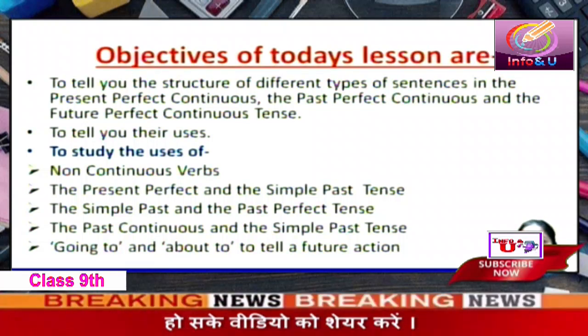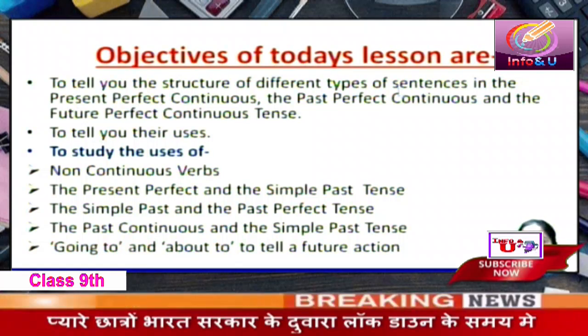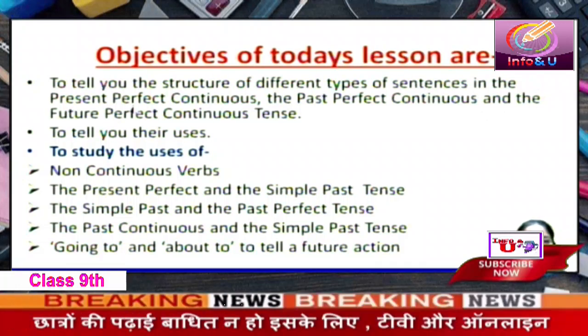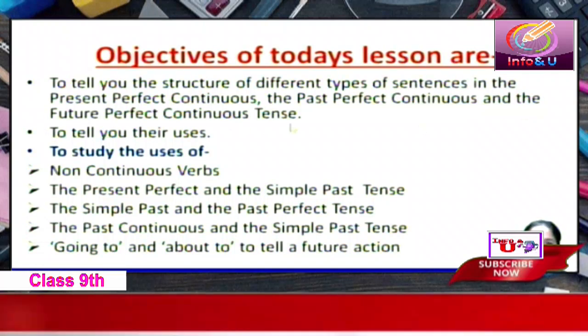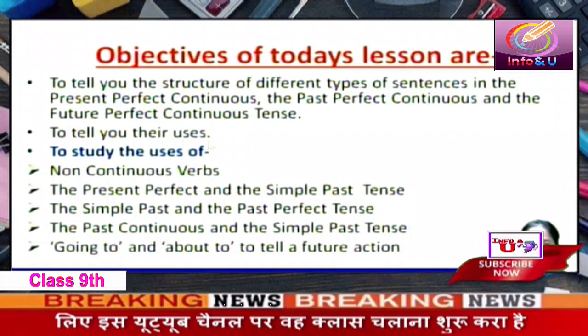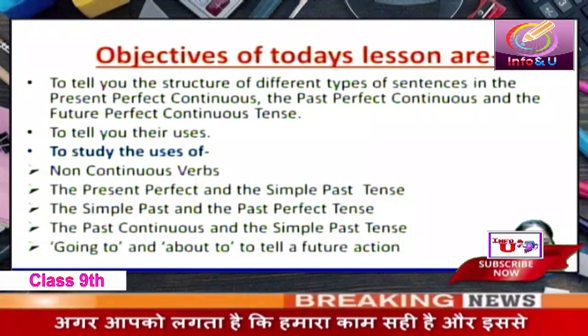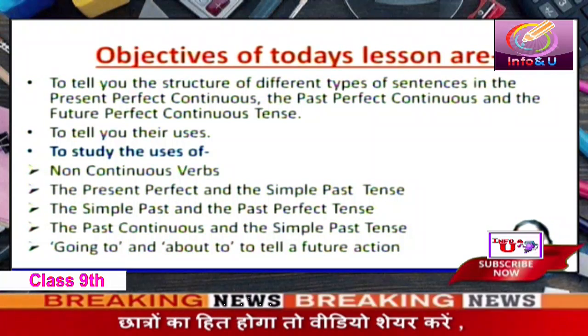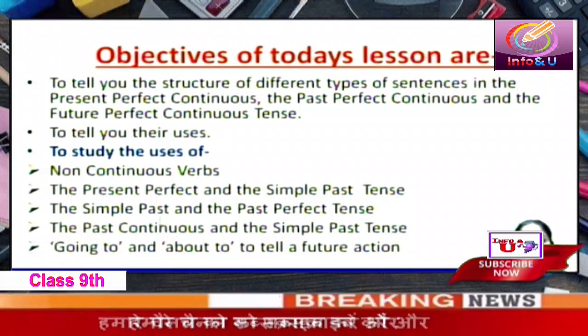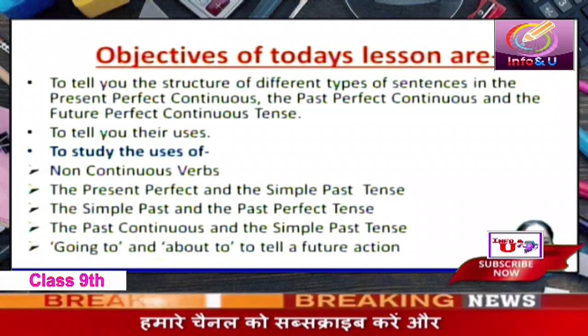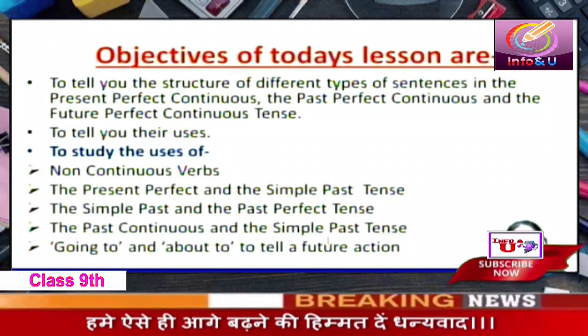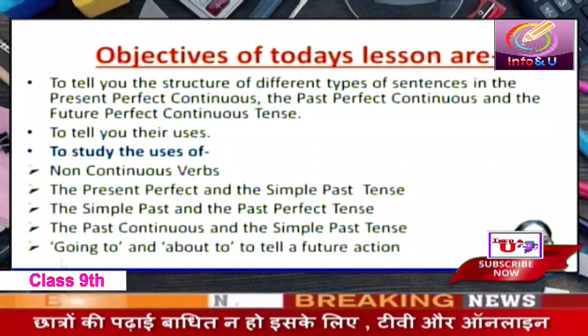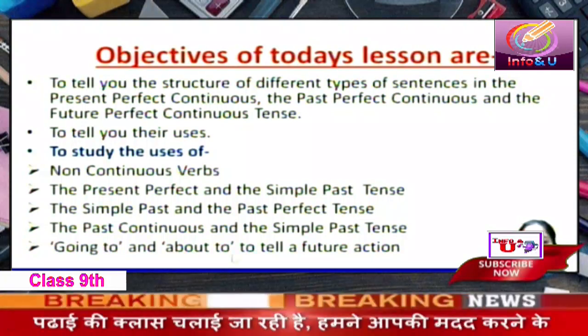Objectives of today's lesson are to tell you the structure of different types of sentences in the present perfect continuous, the past perfect continuous and the future perfect continuous tense, to tell you their uses, and also to study the uses of non-continuous verbs, the present perfect and the simple past tense, the simple past and the past perfect tense, the past continuous and the simple past tense, and also how to use going to and about to tell a future action.